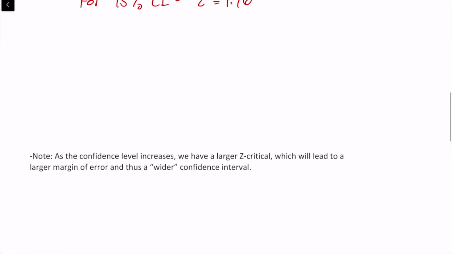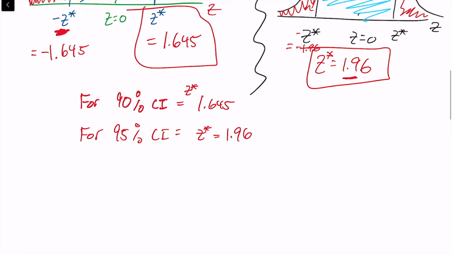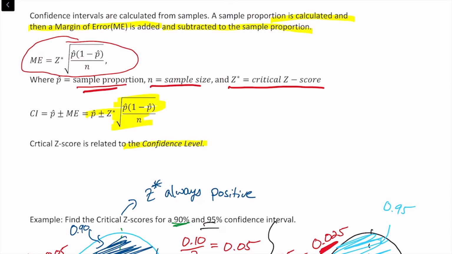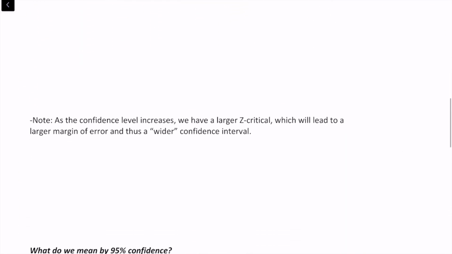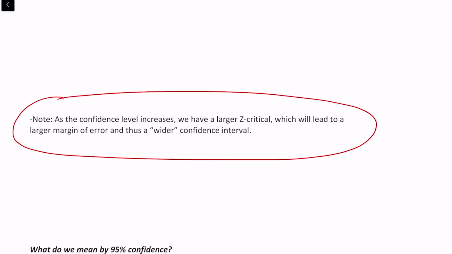So now we know that we have these different critical z-scores. Notice that as our confidence increases, our z-score gets a little larger. Well, what is that going to do in terms of the margin of error? Well, remember the margin of error is based on that z-score. So the larger our confidence level, the larger our margin of error, which means that we will have a wider confidence interval. Very important note right here. So the more confident we need to become, the larger our interval will be.